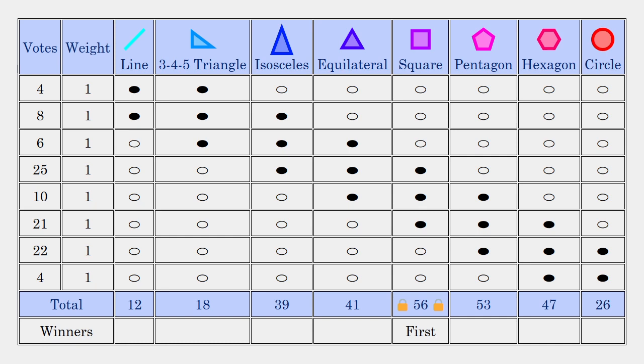Then, ballots that approved of the square are reweighted to 1/2. Next, we once again look for the highest score. This time, it is the pentagon with a score of 37.5. The ballots that have not yet elected a candidate are reweighted to 1/2, but the ballots that also elected the square are reweighted to 1/3. Finally, the shape with the highest remaining score is the isosceles triangle, with a score of 26.5. As such, the 3 elected shapes are the square, the pentagon, and the isosceles triangle.